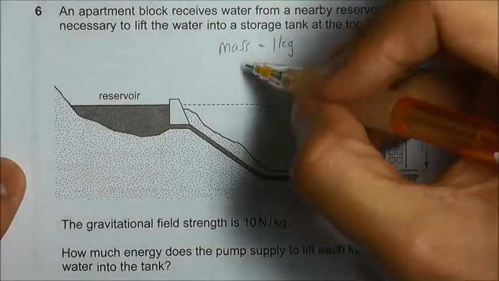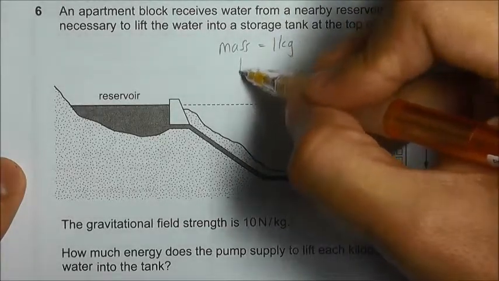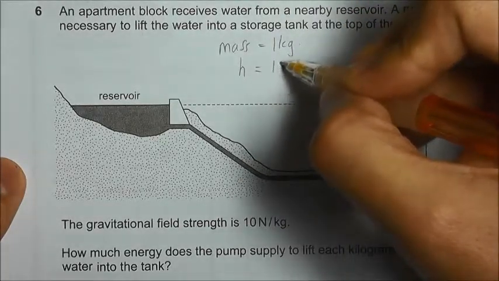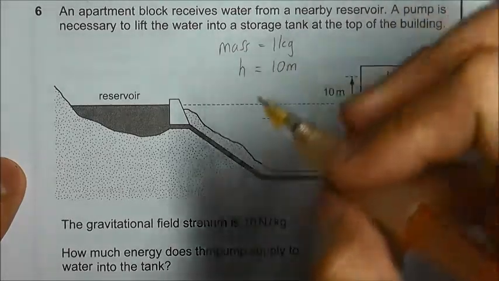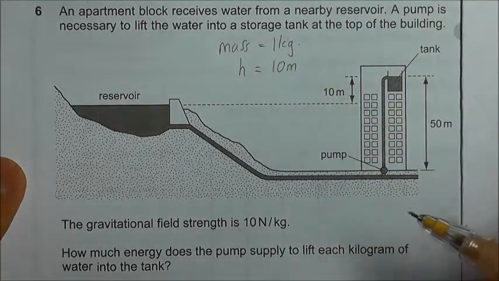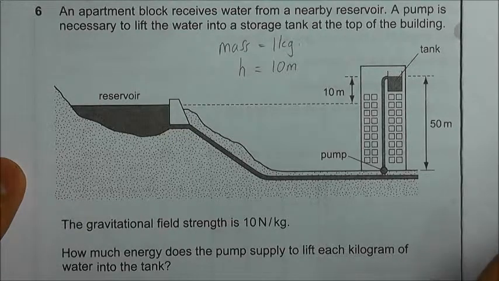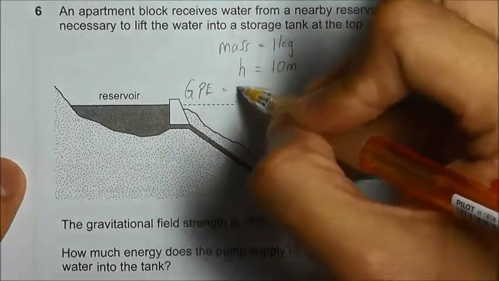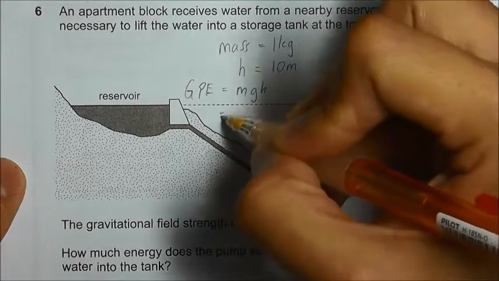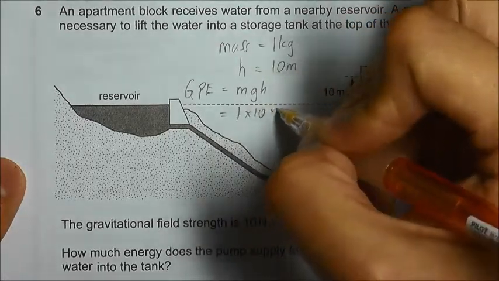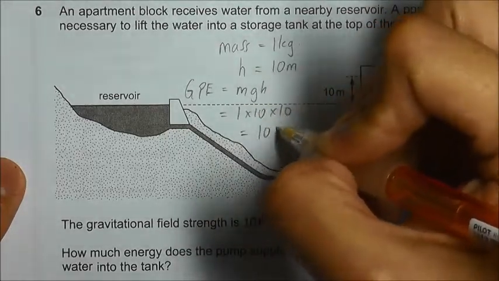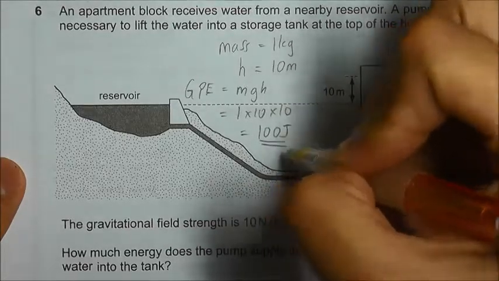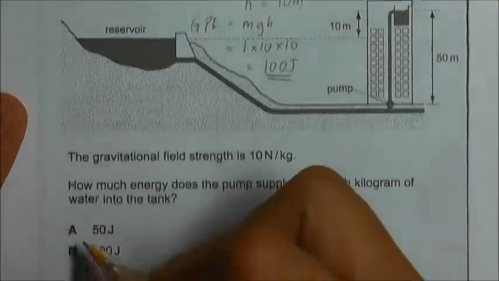So you want to give it an extra height of 10 meter, that means our height difference will be 10 meter. So the amount of energy required will be the same as the gravitational potential energy that the water gains. So gravitational potential energy is equal to mgh, that will be 1 kg times 10 times 10. So it will be 100 joules. Answer B.